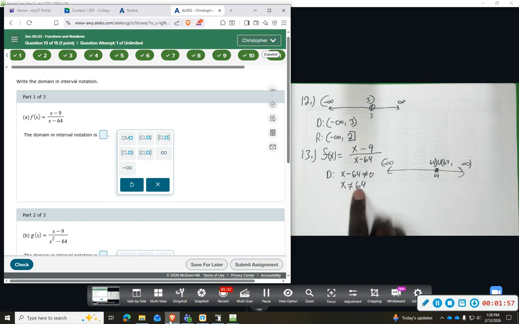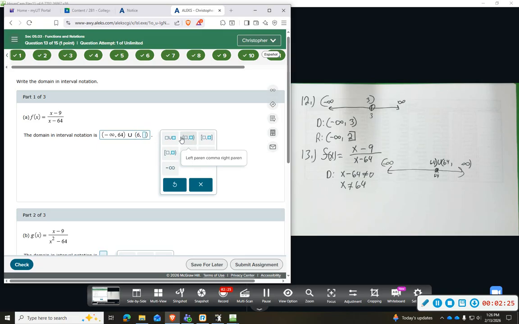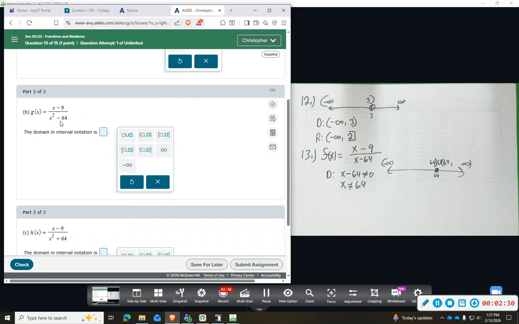Sometimes you can just write x is not equal to 64. However, we are asked to write it in interval notation. So interval notation is like this, and I refer to the number line to do so. I'm going to do parentheses, and I'm going to say negative infinity up to 64, and then union, and then we're going to do another set, and that's going to be 64 to positive infinity.